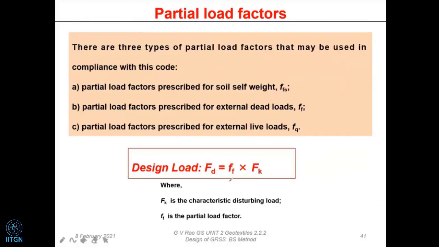Then there are different factors we have seen, combinations, and these are the partial load factor for soil self weight, then the partial load factor for external dead load, and the partial load factor prescribed for external live load. So there are three different kinds of things. So this is the value which you are going to get normally, which is the disturbing load, and that is what you are going to multiply with the partial load factor. These factors are always greater than 1. So in this case, the design load is actually being increased.